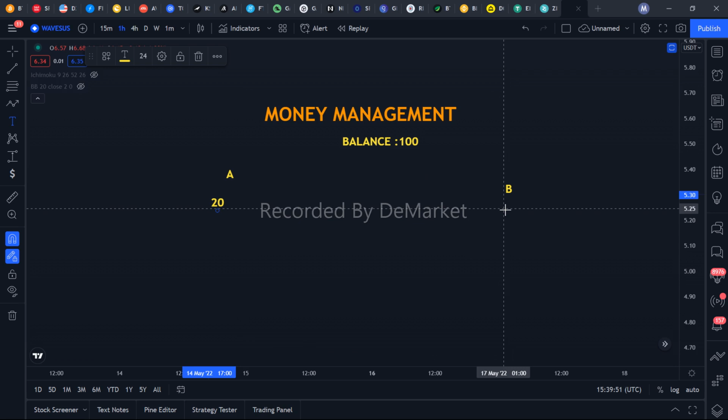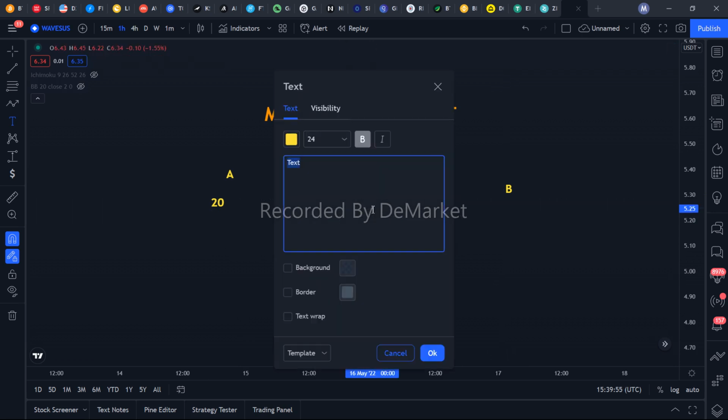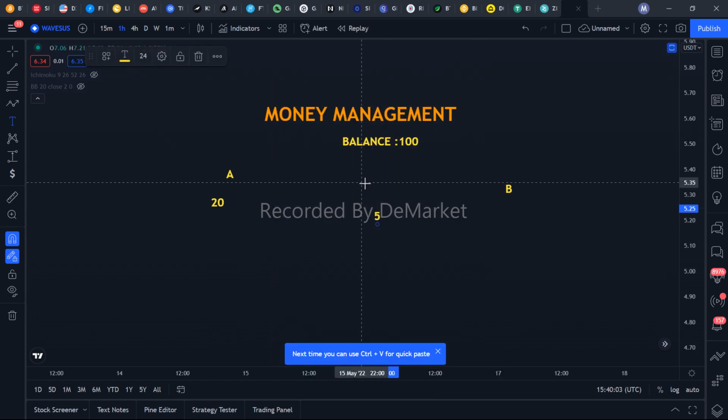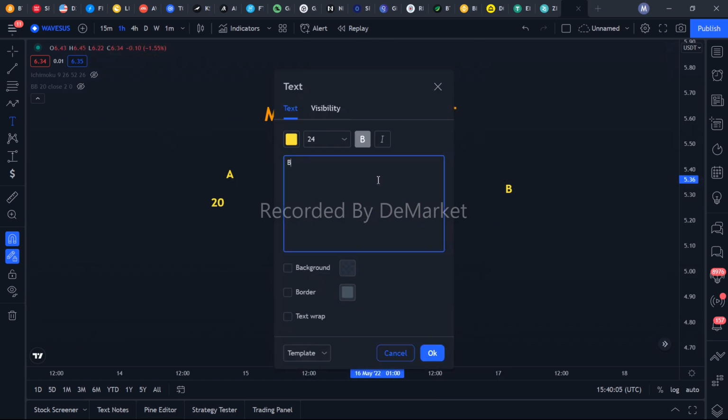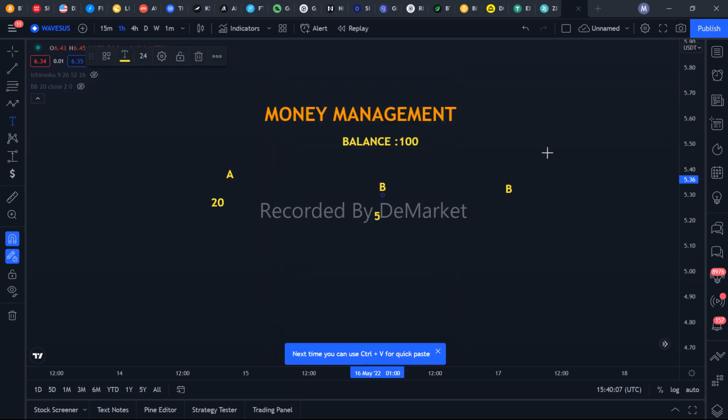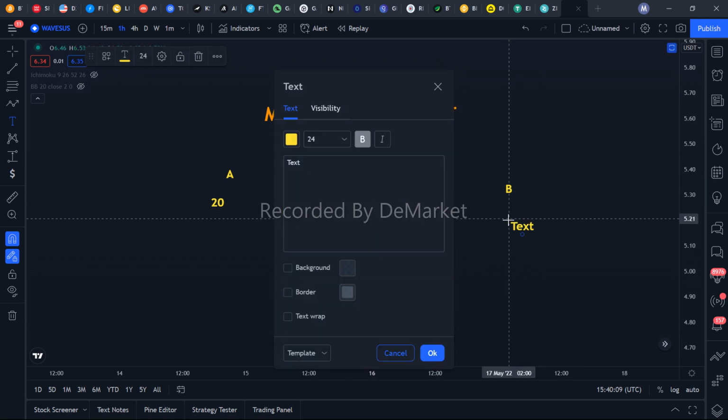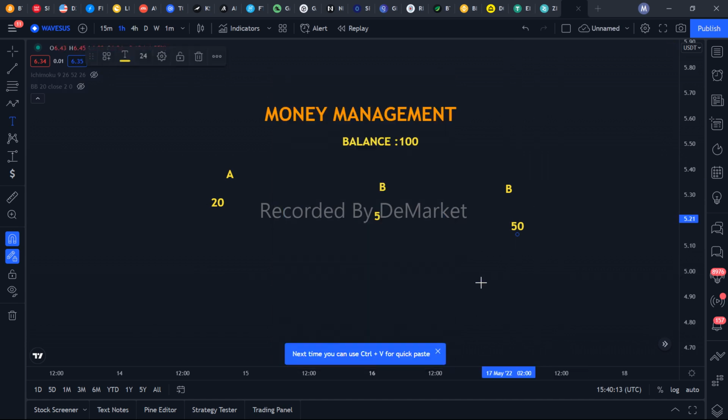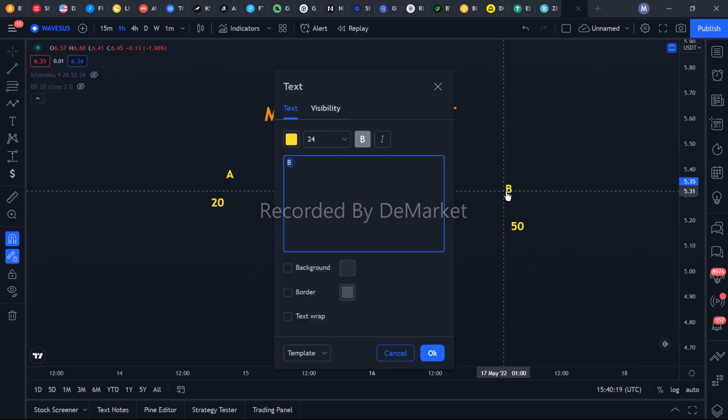also uses, let's say, $5 per trade. That's $5 per trade. And let's say we have a trader C. Let's call this one B, and let's take this one C. Let's say trader C uses $50 per trade. So you understand what I'm saying now.